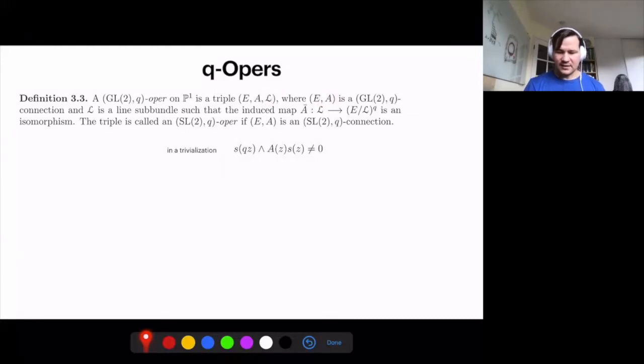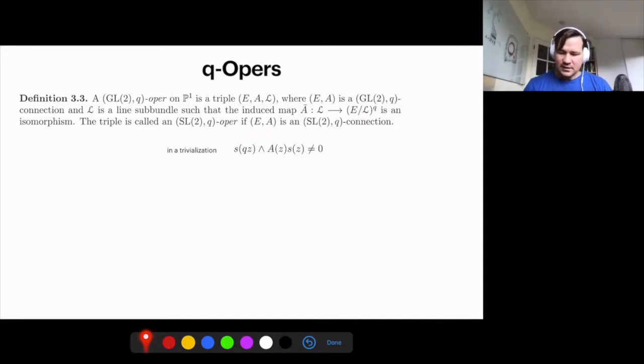And the oper condition tells you that the induced map from L to E mod L^q, because you need to take the pullback, is an isomorphism, right? So the sub-bundle is isomorphic to the factor bundle taken with a Q grading. It's called an SL2 oper if E, A is an SL2 connection. Now, what does it mean in practice? How can we write any formula with it?